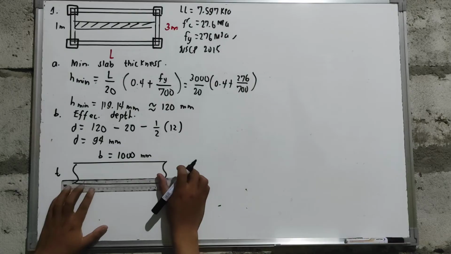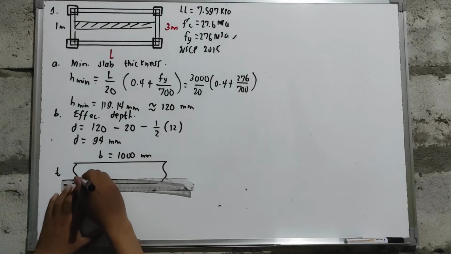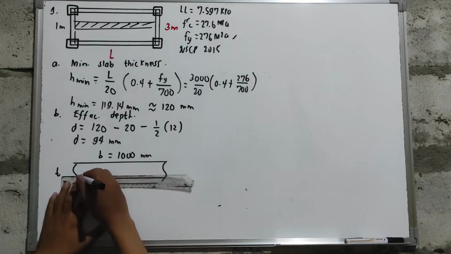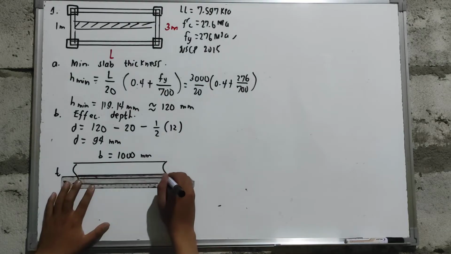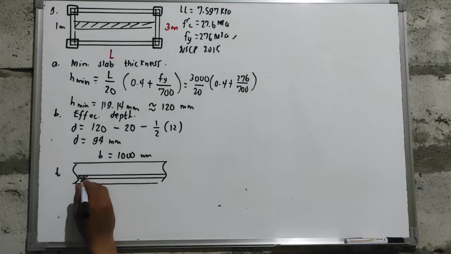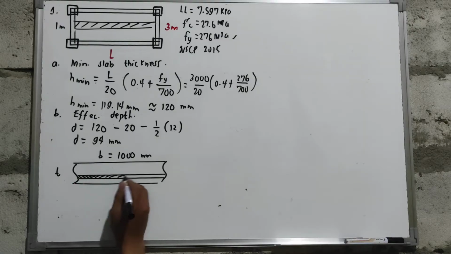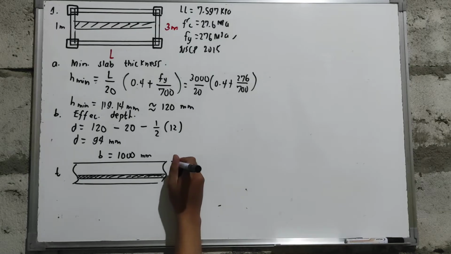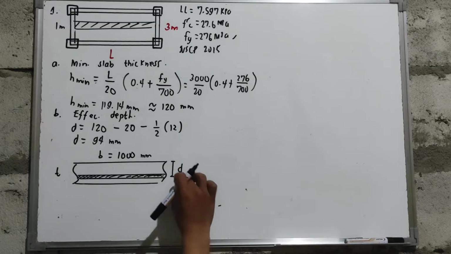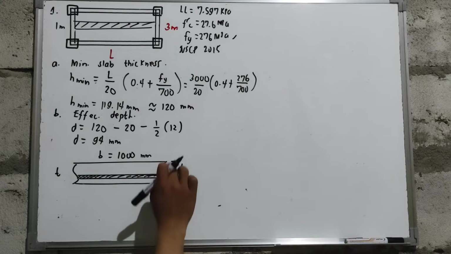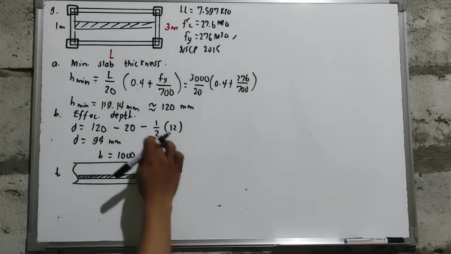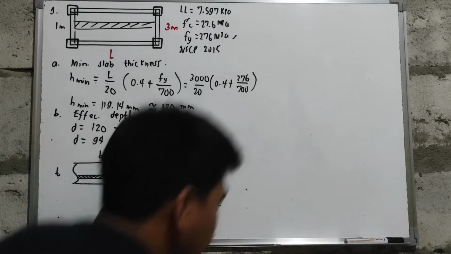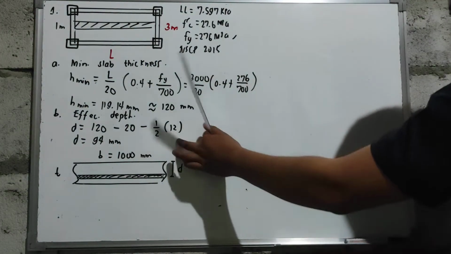So, meron tayo dito main bars. So this is illustrated by eto. So this is your main bars here. So kung ano i-shade natin, this is your main bars. So from the center of your reinforcement, the outermost fiber, this will be your D. So dito usually yung concrete cover natin, that is 20, minus yung kalahati ng main diameter natin, which is 12. So usually yung main diameter natin, that is 12.